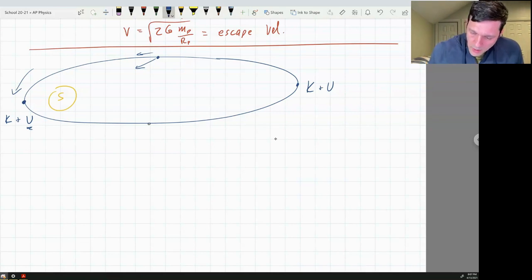On the other hand, on the way out in its very long orbital path, as it moves in this direction with some velocity, it is experiencing a force pulling it back in the opposite direction. And so as you might expect, it's going to slow down. So it's going to be losing kinetic energy while it's getting further away, and so it's going to be gaining potential energy.